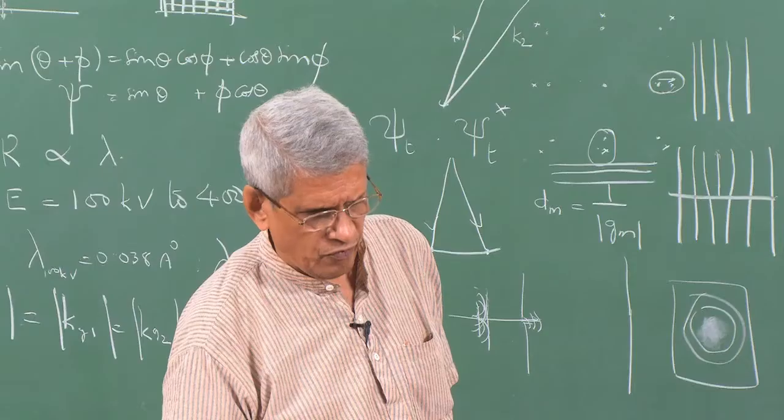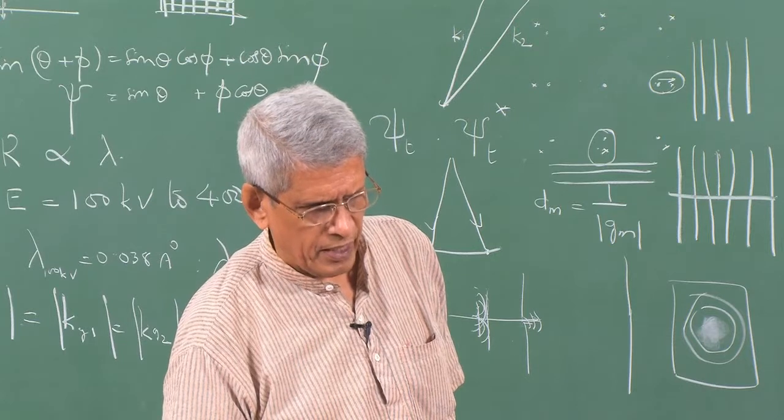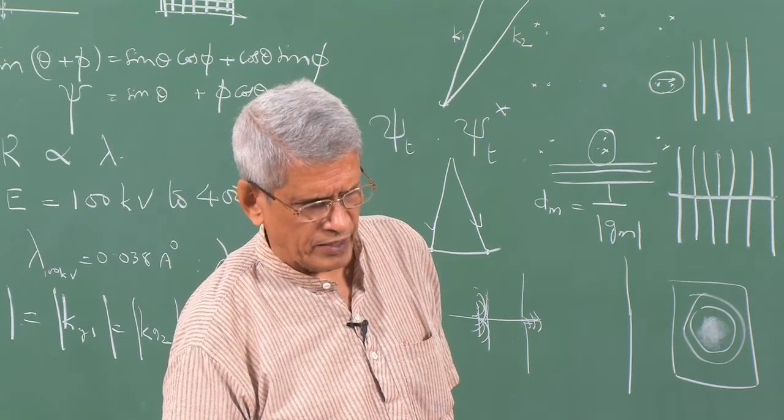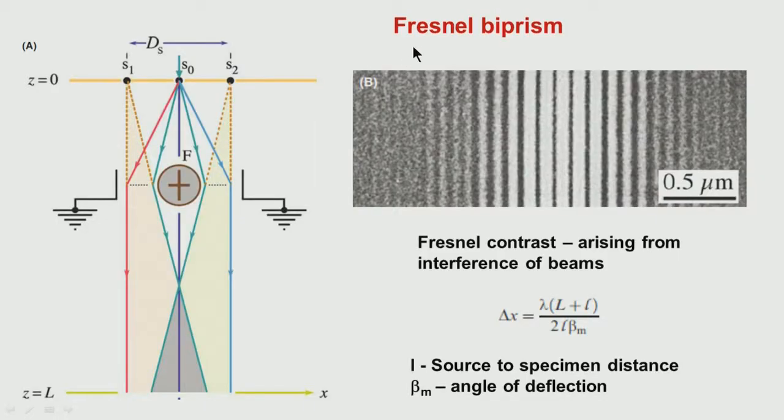The same type of fringe contrast can arise in a microscope from a defect region, that is, from a grain boundary or magnetic domains, where we go from one region to another and a sudden change of potential takes place. This change of potential can give rise to scattering of the electron beam in different directions, and they will give rise to an interference pattern.